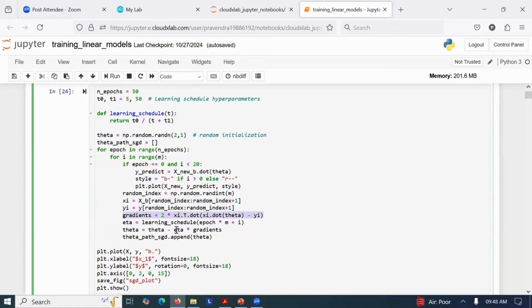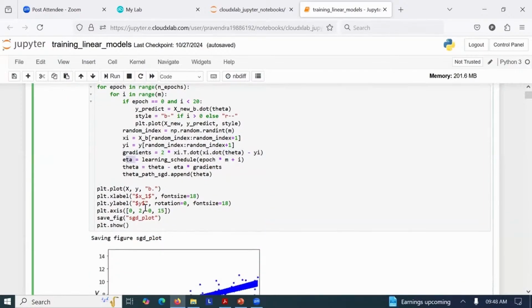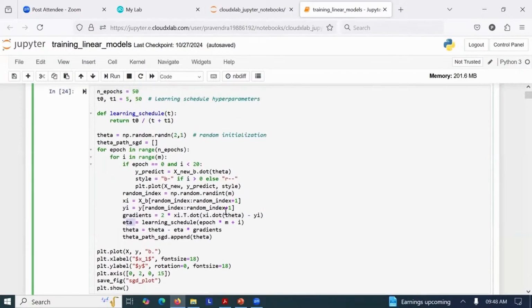And once we have the gradient, we will use that equation, right? The new value of theta is equal to the old theta minus learning rate times gradient. So this eta is nothing but the learning rate. And how are we getting this learning rate? We are getting it using this scheduler, right? So this scheduler is giving us the learning rate eta. Okay. So any doubt in this code? Since here we are calculating the gradient using only one example at a time, this algorithm is called stochastic gradient descent, right?